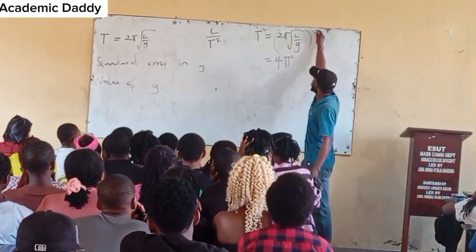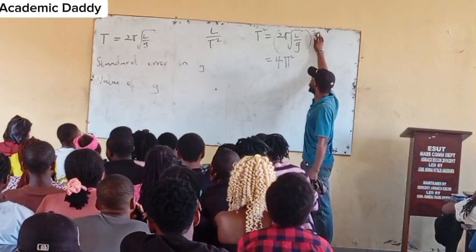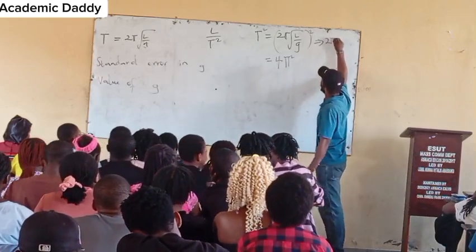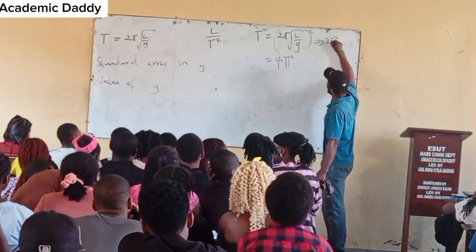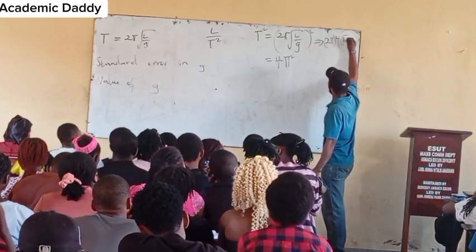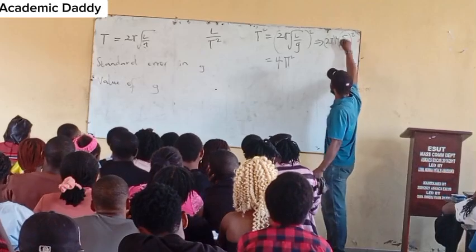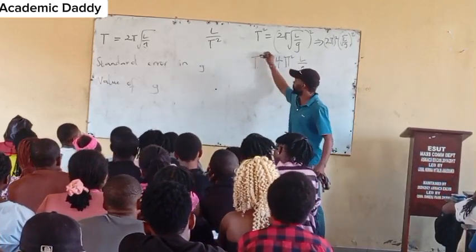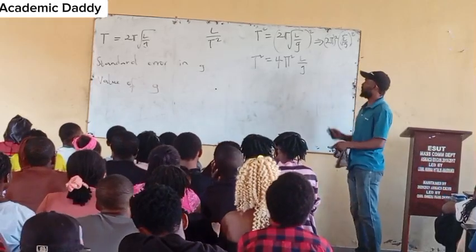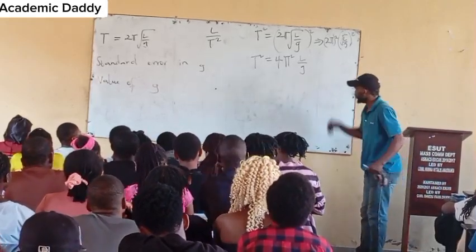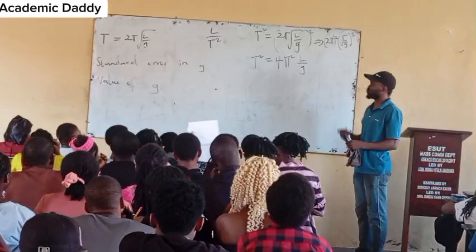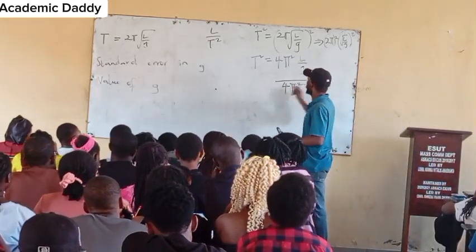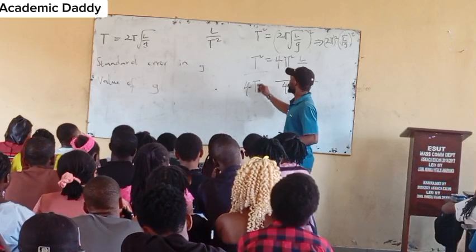See that? This square will open this, and I distribute it. Instead of 2 pi squared, it's 2 pi all squared, then L over G all squared. This will open it, so I have L over G, and T squared. What this means is that I can now divide both sides by 4 pi squared.